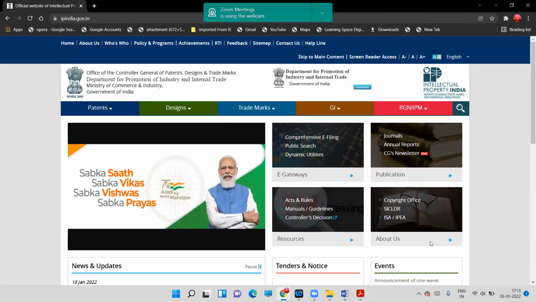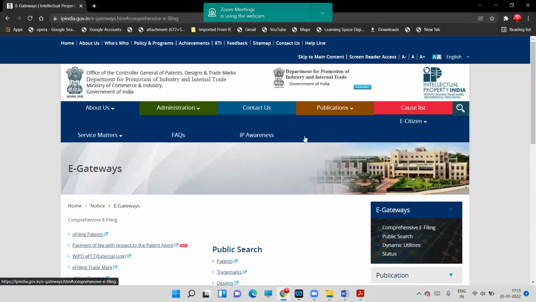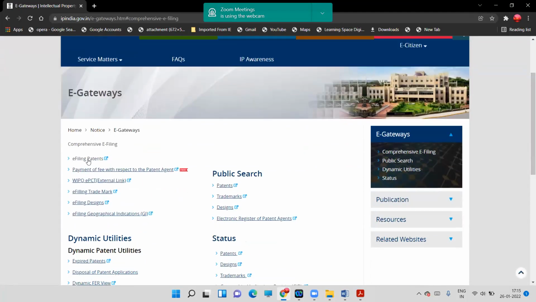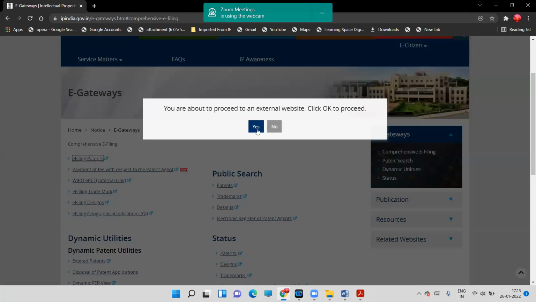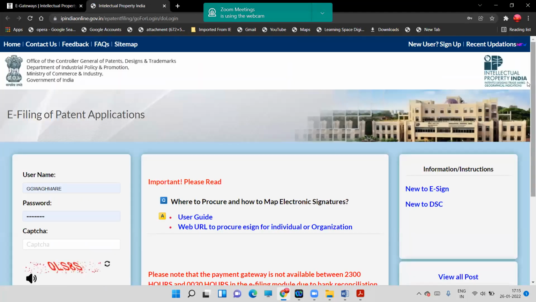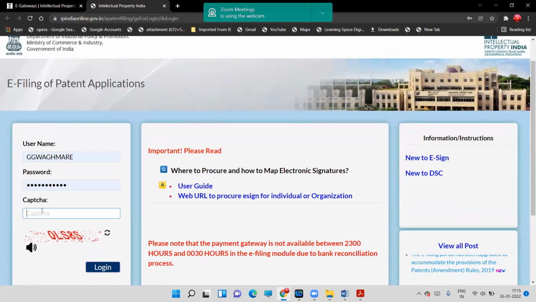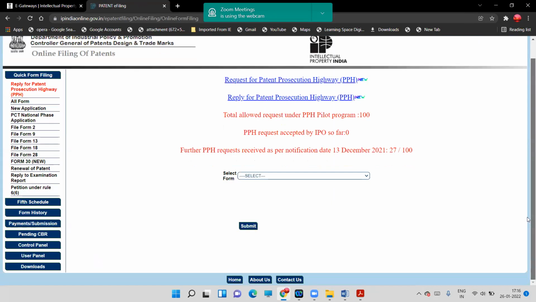So हाँ, सबको ये स्क्रीन दिख रहा है आईटी इंडिया का? Yes. Okay. When you go to this, then go for the comprehensive e-filing. Okay. After that, go for this one, e-filing patents. Okay, this one. So I am also a registered patent agent, so my account is already there. Okay, so let's see what is there.